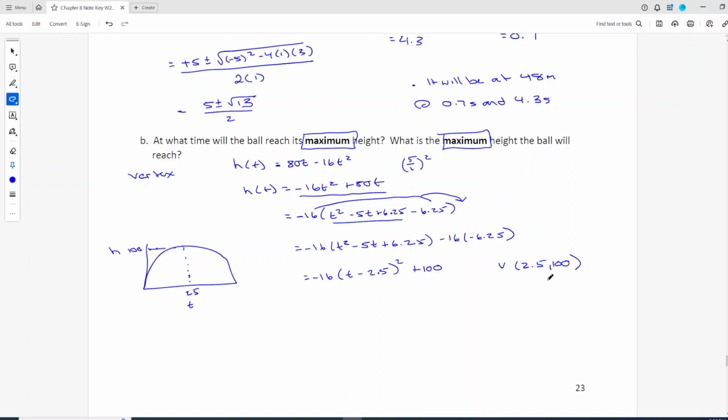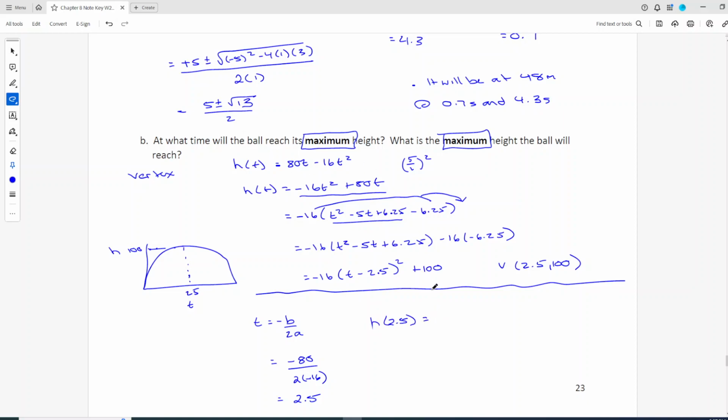So you could go from that. Most people I feel like wouldn't have completed the square for that one. So let's use the formula. The formula is t equals negative b over 2a. That's the x value of the vertex. So negative b would be negative 80 over 2 times negative 16. And then I plug that in. So 80 divided by 2 times 16, negative, which gives me 2.5. Same, same. And then to find the maximum height, you put in t is 2.5.